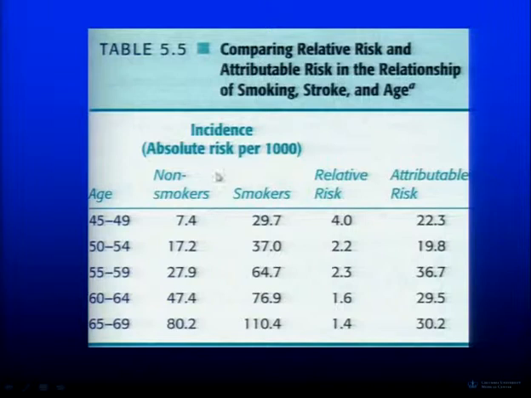So this is the incidence or the absolute risk per thousand in non-smokers. In smokers, you have the relative risk and the attributable risk here. So how did they get this relative risk here? What 2 numbers did they use?